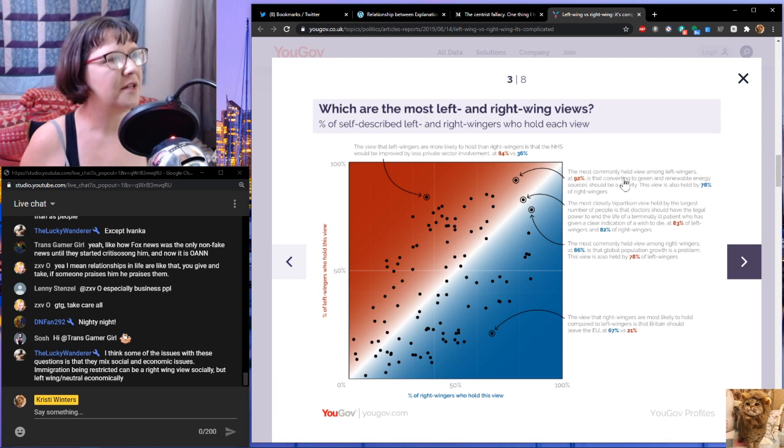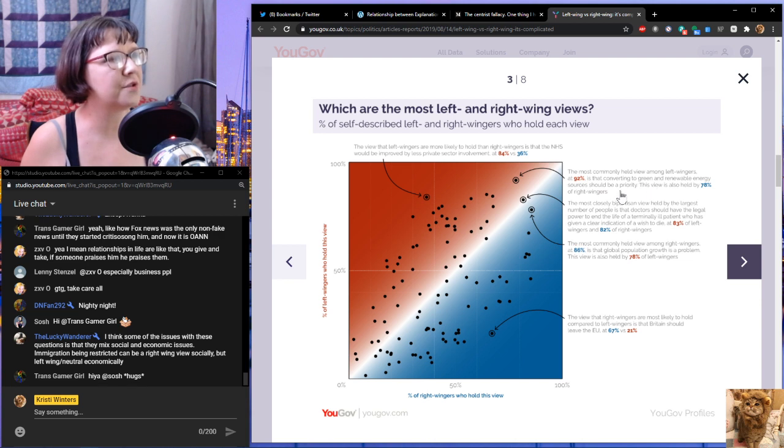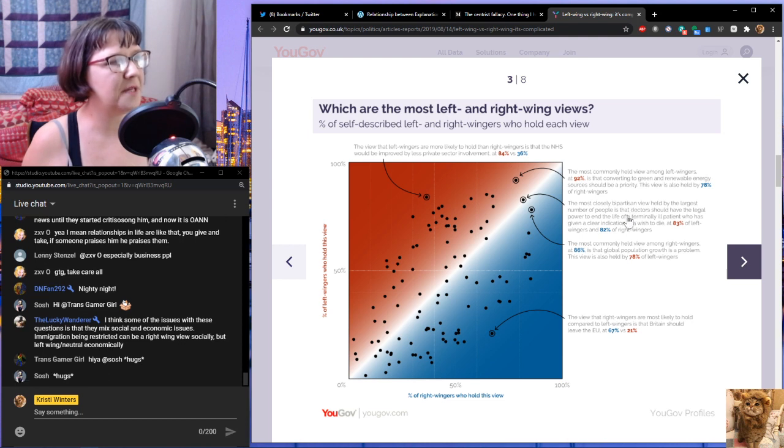The most commonly held view among all left-wingers, 92%, is that converting to green and renewable energy sources should be a priority. And this view is also held, of course, by 78% of right-wingers. The most closely bipartisan view held by the largest number of people is that doctors should have the legal power to end the life of terminally ill patients who have been given a clear indication that they wish to die. 83% of left-wingers and 82% of right-wingers agree on that issue.